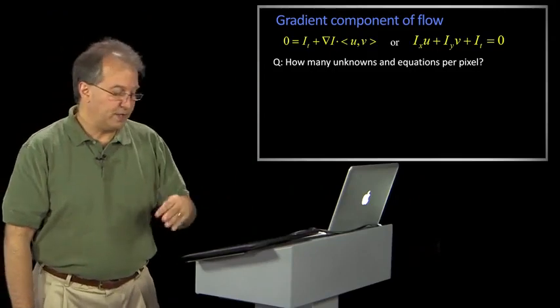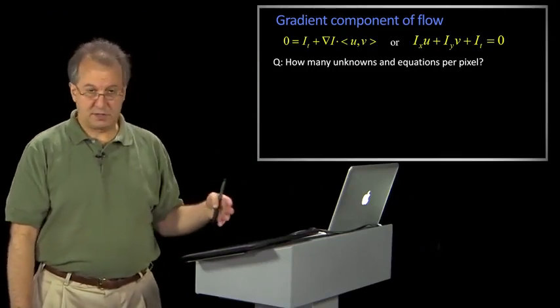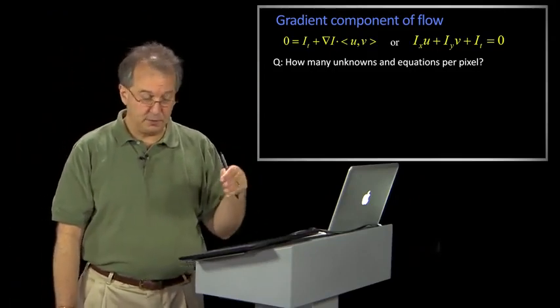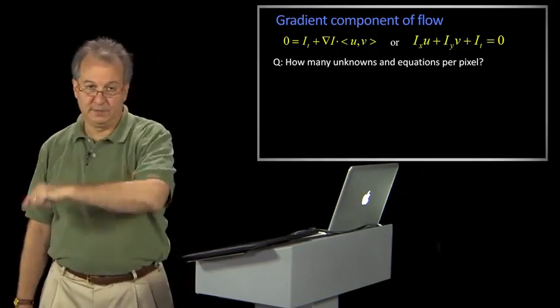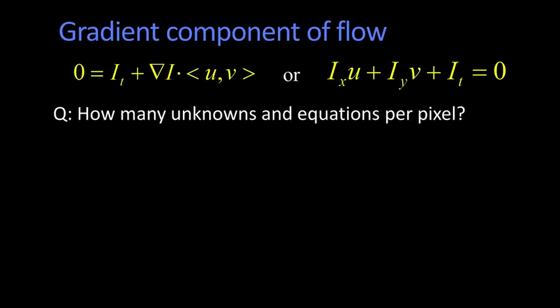So here I have the equation written both ways, the original way using the gradient of the image dot product, or in the algebraic way. Question: how many unknowns and how many equations per pixel? The number of unknowns is easy. What was I trying to solve for? u and v, right? u and v is which way this point is moving. Great. How many equations? Well, yes, there are two equations up there, but they're the same equation. I have two unknowns, but only one equation per pixel.